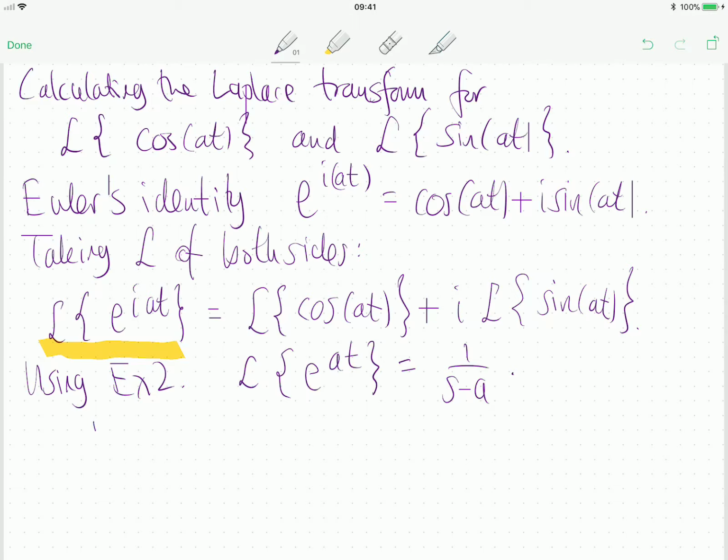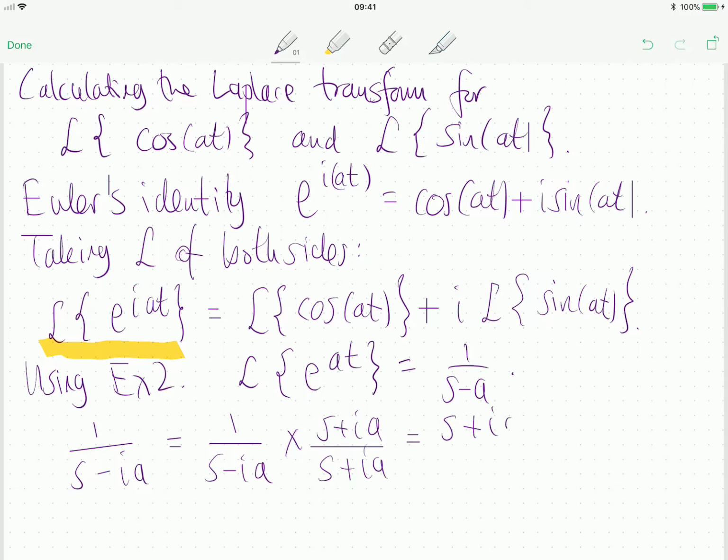So using the result, the left-hand side is going to be 1 over s, take away the number in front of t, which is IA. Okay, so we're now into complex numbers, particularly division of complex numbers. So I'm going to rewrite this in the usual format by multiplying the top and the bottom by the conjugate of the bottom. It's just a bit of complex numbers here.